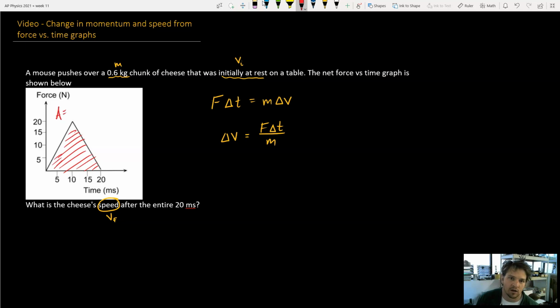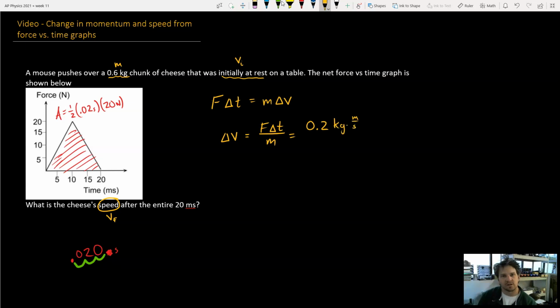So the area of this triangle is 1/2. The base is 20 milliseconds. Remember, if I have 20 milliseconds there, I would take this decimal and divide by 1,000 to make this into seconds. So I would move the decimal 1, 2, 3 times to make that into seconds. So that's 0.02 seconds. And then the height you can see is 20 newtons. And when I multiply that together, I end up with 0.2 kilogram meters per second.